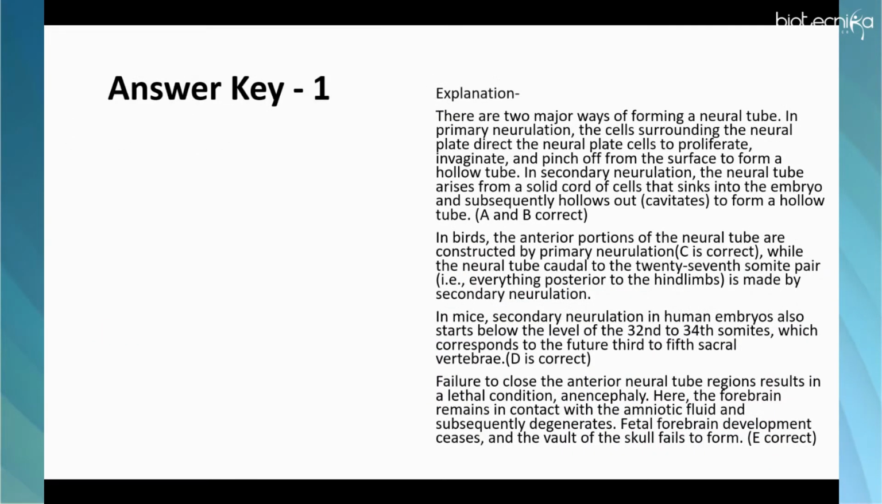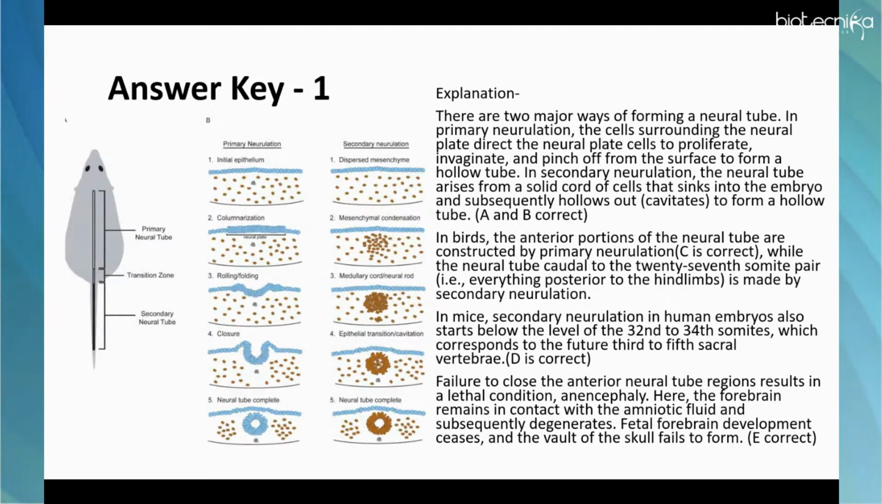Here the correct option is option 1. So there are two ways of forming a neural tube. This is primary neurulation. We have the epithelium or the outer layer, and underneath we have the mesenchymal cells, the dispersed mesenchyme. Primary neurulation begins with columnarization. That means whatever cells are cuboidal, they start becoming elongated like columnar cells. Slowly they will start to become rolled, or folding will appear over here, and the shape of the cell changes.